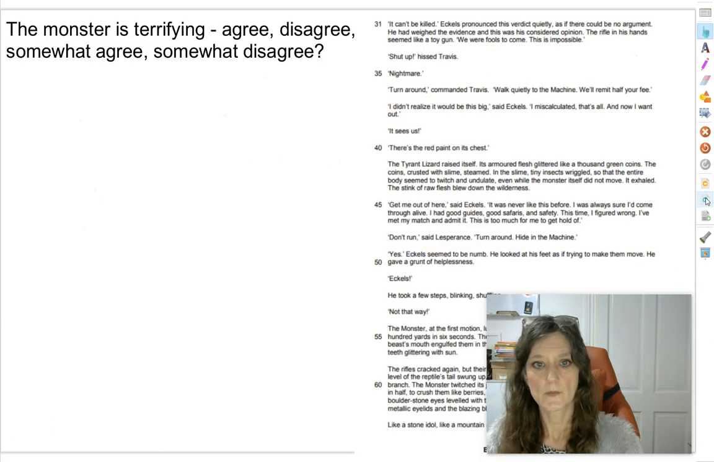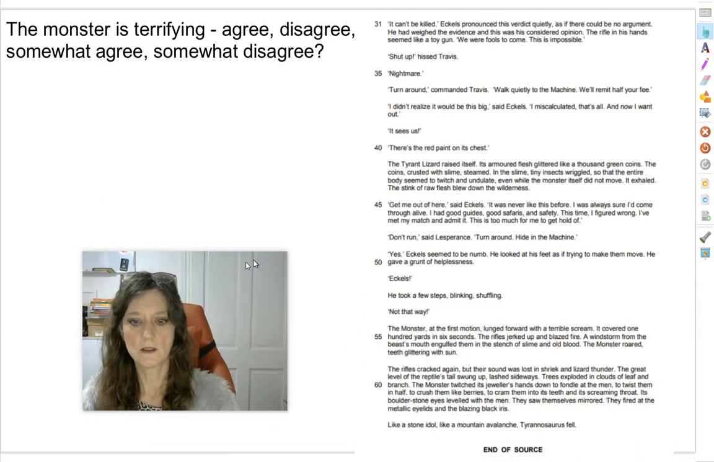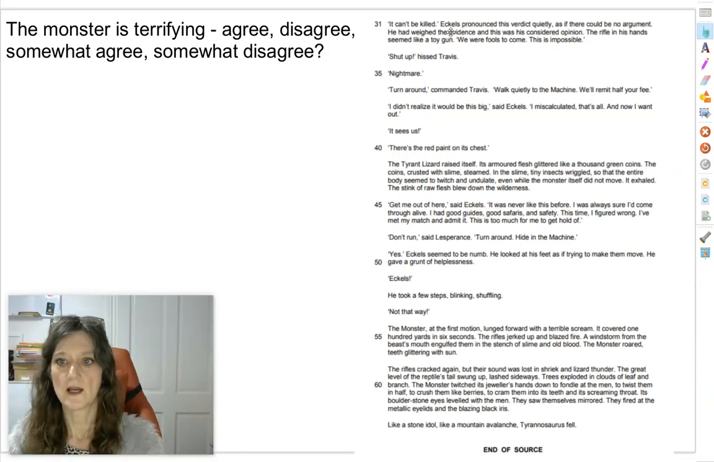So let's have a look at lines 31 to the end. And I said earlier, it's really, really important that you stick to these lines. And that's really because of this part of the statement. The monster is terrifying. Do you agree? And you probably will agree. But what you really don't want to do is accidentally use the wrong lines and virtually repeat the answer that you gave for question 2.